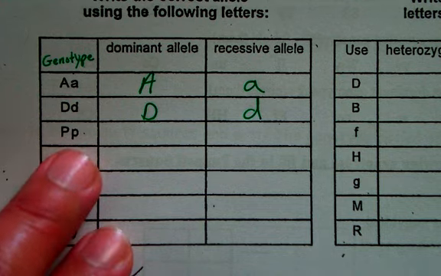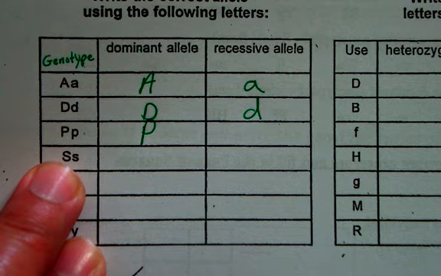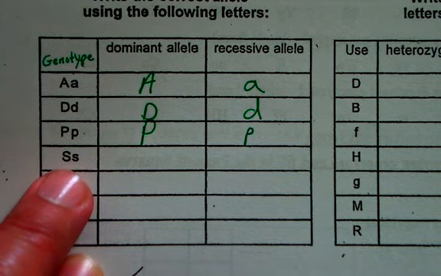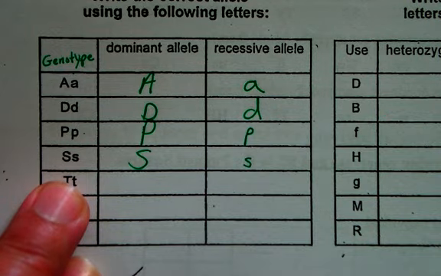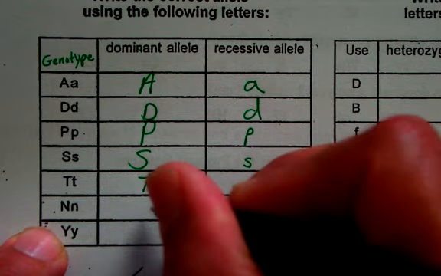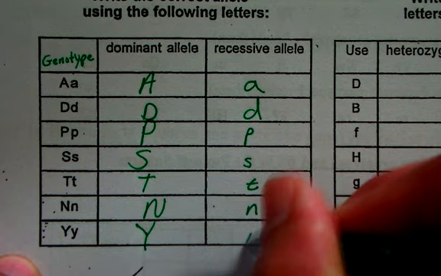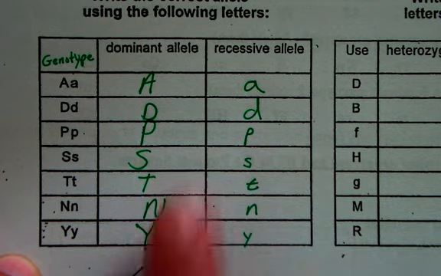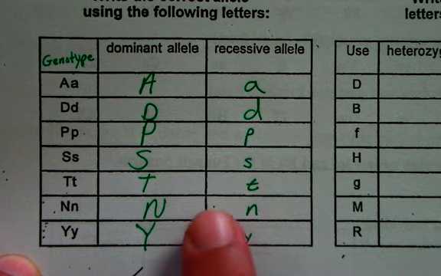The dominant allele for this pair is the capital P. The recessive allele is the lowercase letter. For the next pair, the dominant is the capital, the recessive is the lowercase. And then the next pairs, capital, lowercase, and so on. So dominants are always capitalized. Recessives are always small letters. All right? I hope that makes sense.